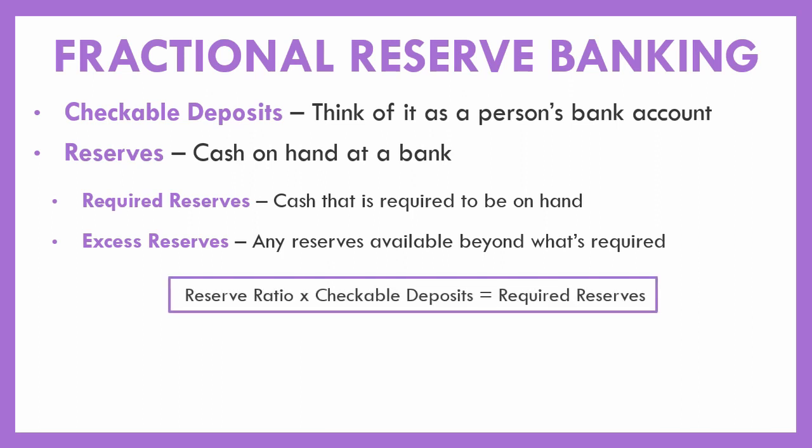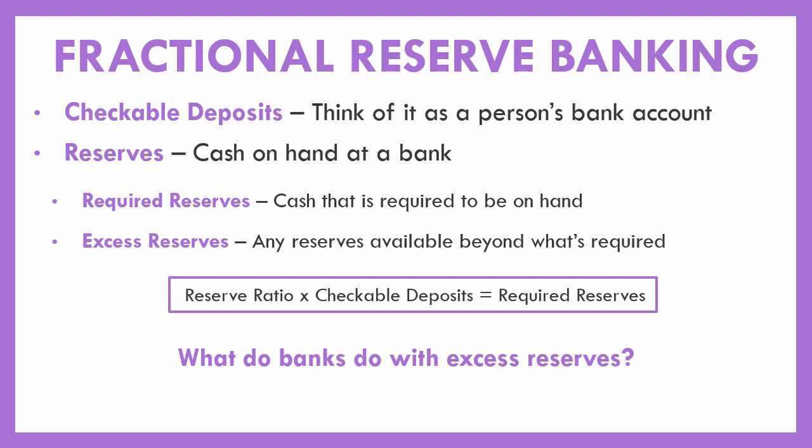What we see is that the amount of required reserves that has to be kept is equal to the reserve ratio times the amount of checkable deposits. Remember that, because that's really easy for people to get confused on. Sometimes they'll take the reserve ratio times total reserves, and that's not it. It's the reserve ratio times the checkable deposits equals required reserves.